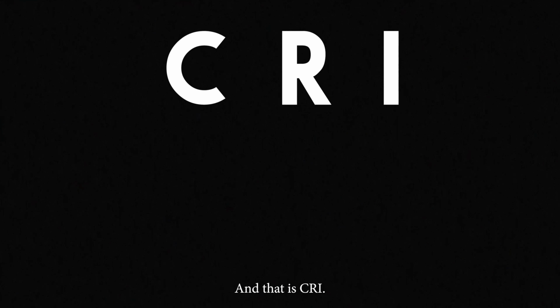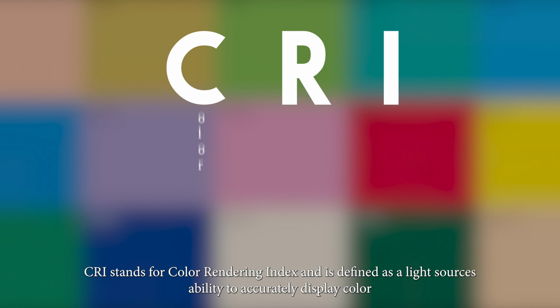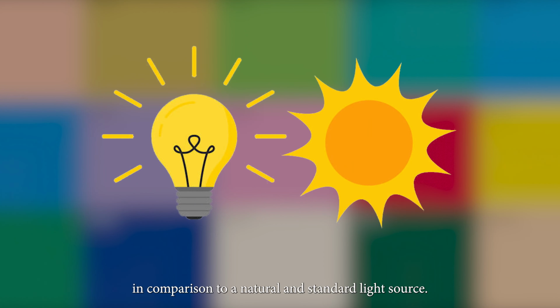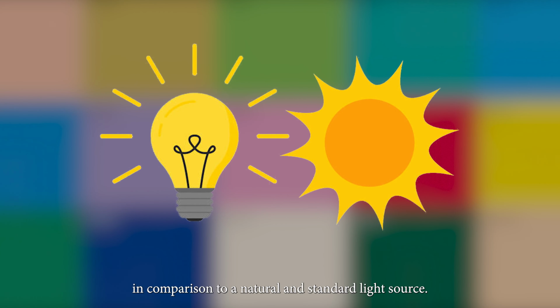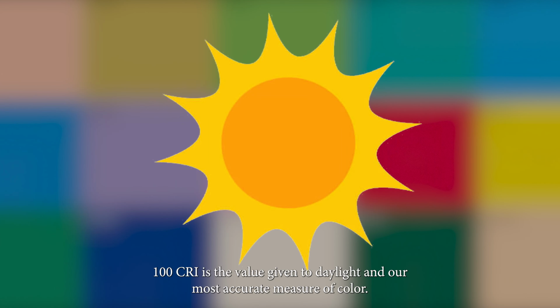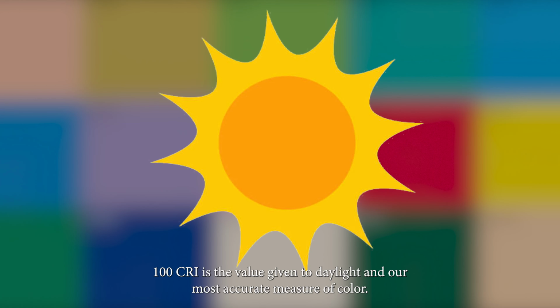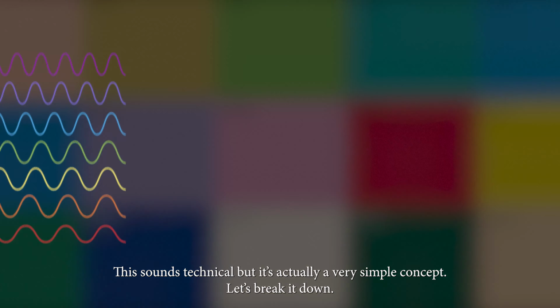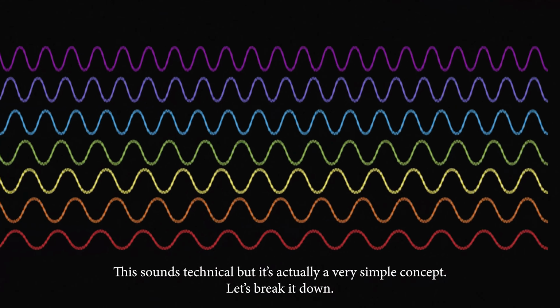CRI stands for Color Rendering Index and is defined as a light source's ability to accurately display color in comparison to a natural and standard light source. 100 CRI is the value given to daylight and our most accurate measure of color. This sounds technical, but it's actually a very simple concept.